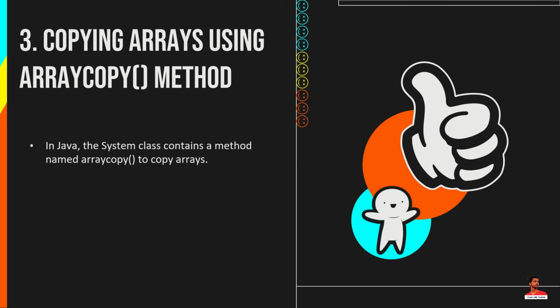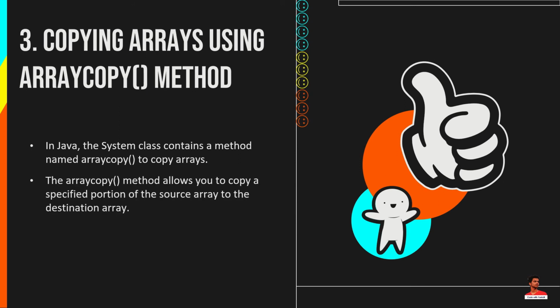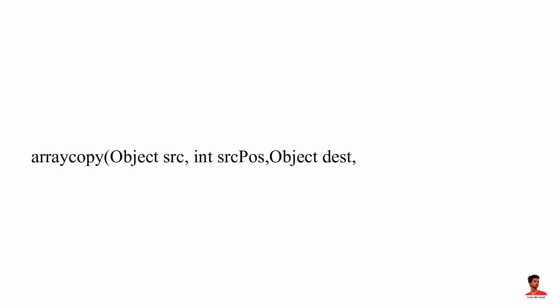In Java, the System class contains a method named arraycopy to copy arrays. The arraycopy method allows you to copy a specified portion of the source array to the destination array. For example, here src is source array you want to copy, dest is destination array where elements will be copied from the source, length is number of elements to copy, starting position in the source array, starting position in the destination array.